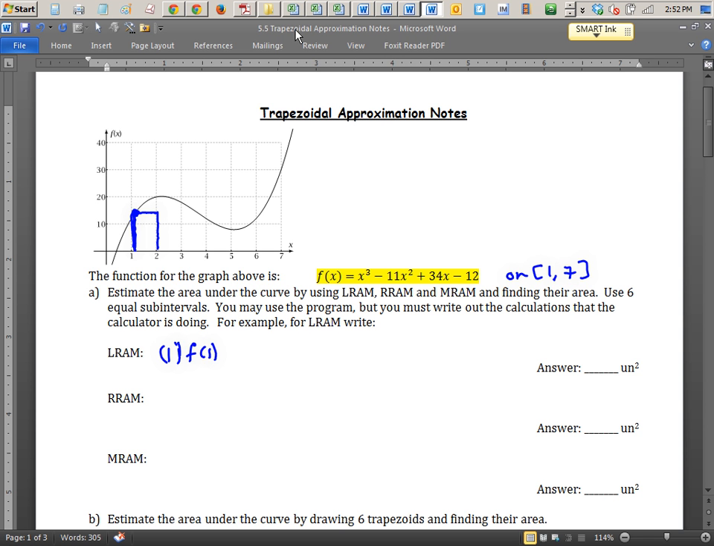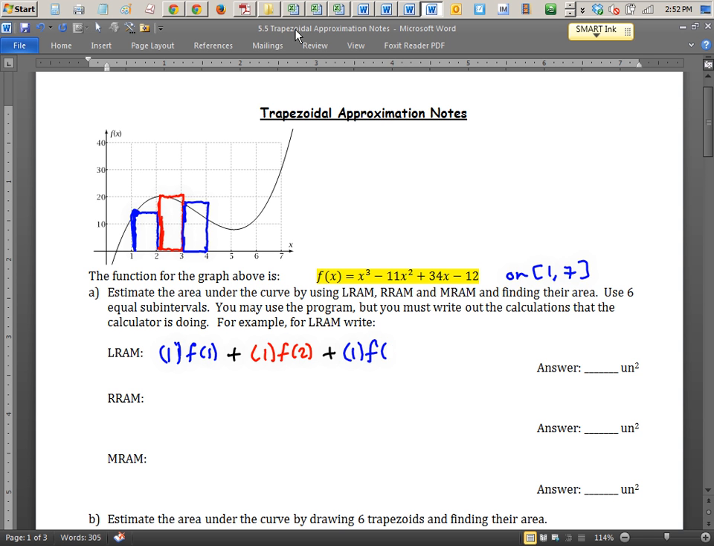Okay, let's go on to the next one. The next one would be this red one. We're doing LRAM, like that. And we can see that the width is still 1, and the height is now f of 2. So the area of that rectangle is base times height, 1 times f of 2. The third rectangle, we'll just switch back to blue, would be this one. Again, it has base 1 and height f of 3 this time.